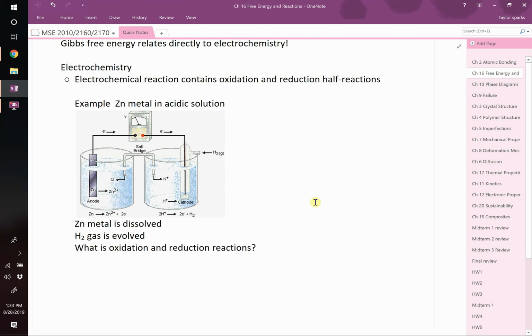Now the question is, how do you know which one's going to corrode and be oxidized, and which one will be reduced? Yeah, Alex?